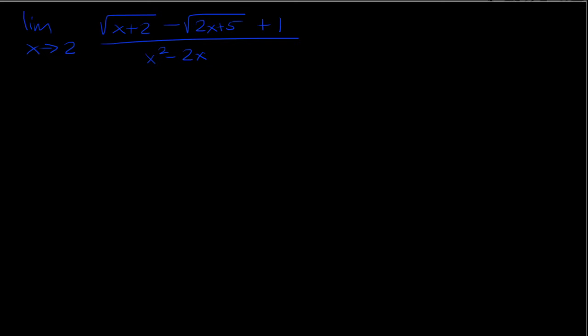So what I'm going to do is multiply top and bottom by the three terms: square root x plus 2, square root 2x plus 5, and 1. The question is, what should I put as a coefficient? When you're doing only two terms, you multiply by the conjugate. So you keep one of them the same, the other sign you change. Here we're going to keep one of the signs the same, and the other two signs are going to change.